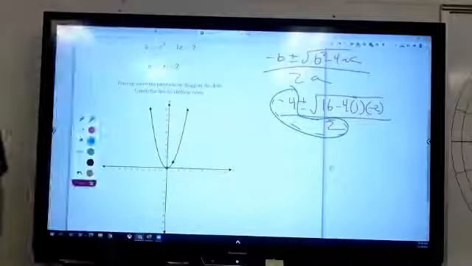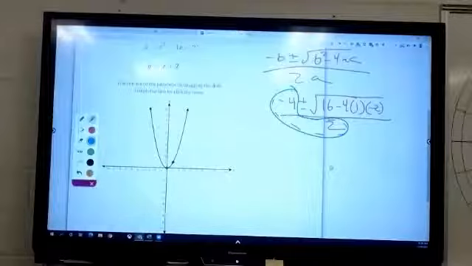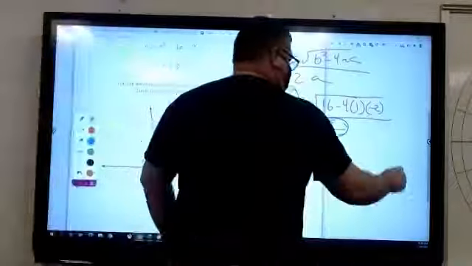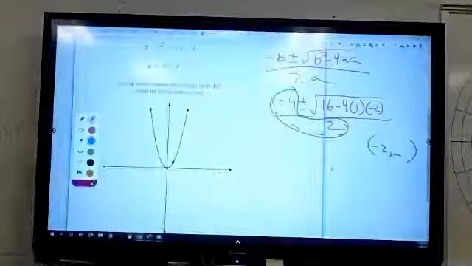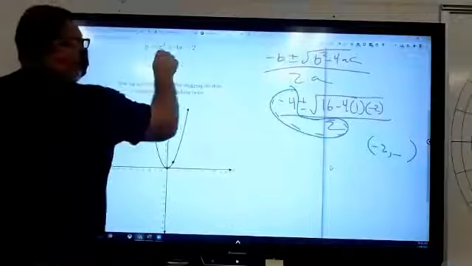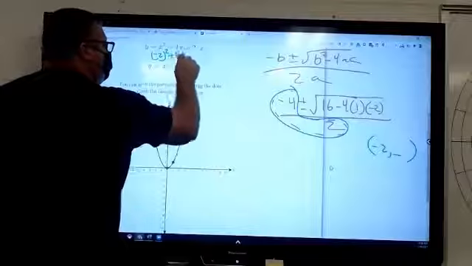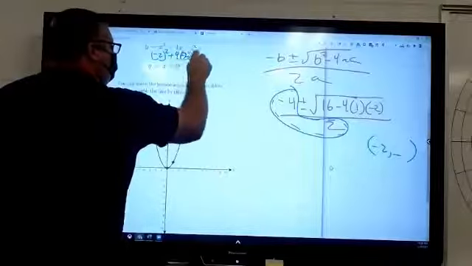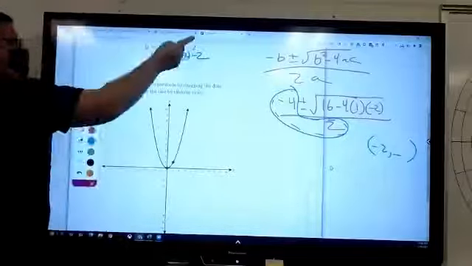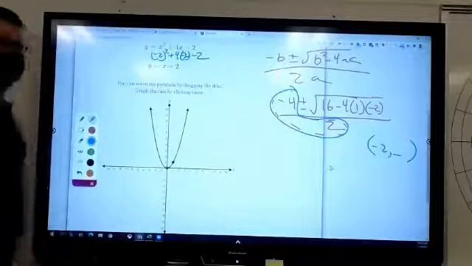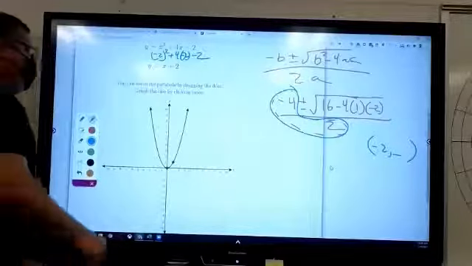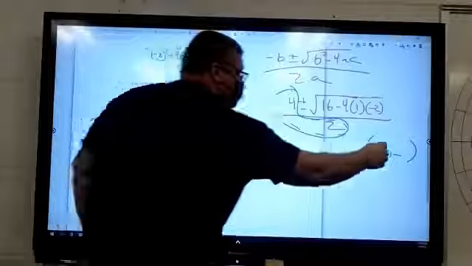Now, at this point, I can say, hey, here's my vertex right there, isn't it? Because it's opposite of b over 2a, so -2 comma what? Well, what do I need to do? -2 squared plus 4 times -2 minus 2. Okay, so I get 4 take away 10, -6. Great. So I got -6.